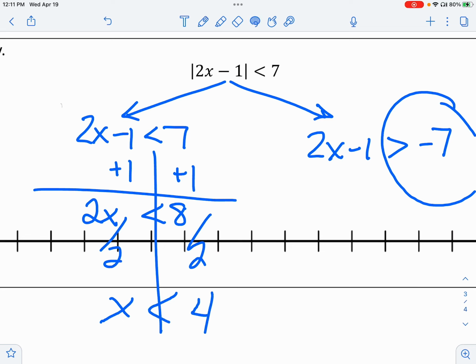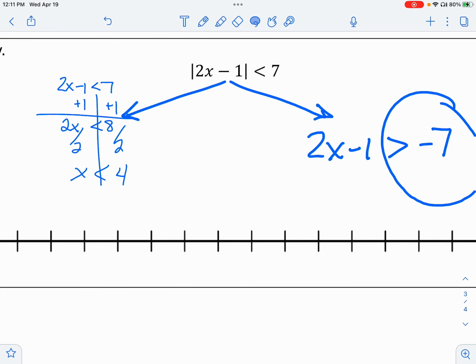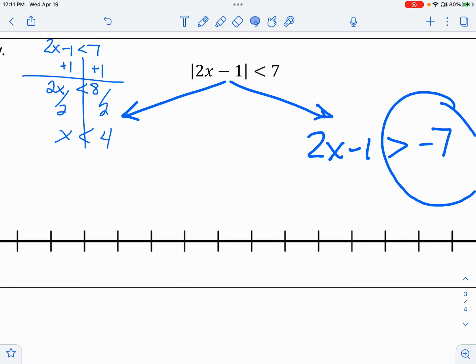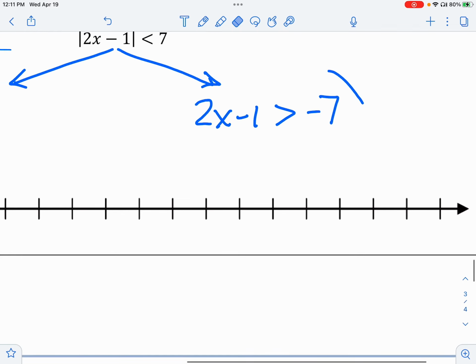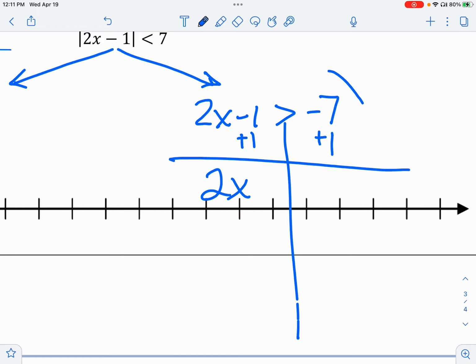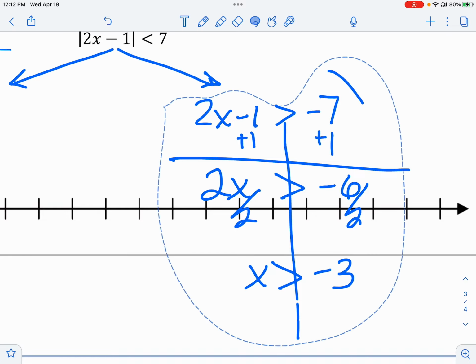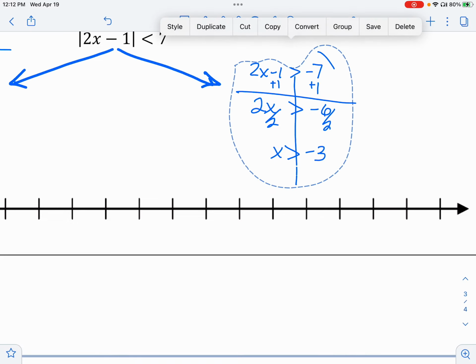So now let's just shrink this down, okay? I'll put that right there. And now I'm going to do this side. Remember, we flipped it to a greater than and to a -7. So we need to add 1. 2x is greater than -6. Divide by 2. X is greater than -3. You don't flip, you're not dividing by negative, so that's not going to flip again. We already flipped it once. Shrink all that down.